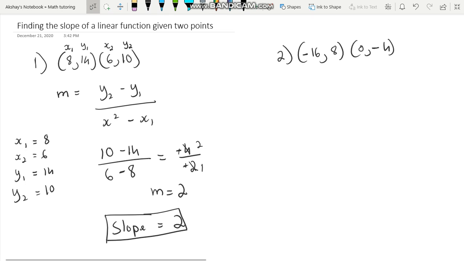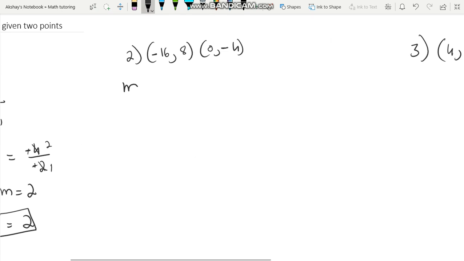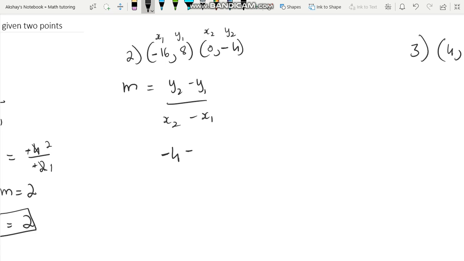There we go. My second question, of course, I would use my same formula, y2 minus y1 divided by x2 minus x1, provided negative 16 is x1, 8 is y1, 0 is x2, and negative 4 is y2. Plugging those individual values back into our formula, y2 is negative 4, so we have negative 4. Y1 is 8, so I have minus 8. X2 is 0. X1 is negative 16, so I have minus negative 16.